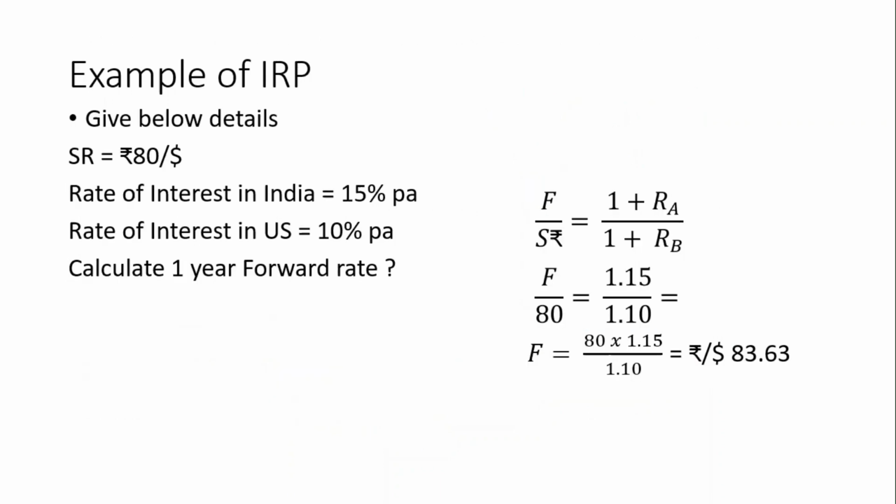So here is a question. You can see that the spot rate is 80, interest rate in India is 15%, interest rate in United States is 10%, calculate the forward rate. So again, the same question of what was foreign and what was domestic. We are going to consider India as foreign, and this one as domestic. Why is that foreign? Because a higher interest rate we are going to consider as foreign. In the numerator, we always write that as foreign. So if you simplify this, you will get your 1 year forward rate as 83.63. Hope that helps. Thank you.